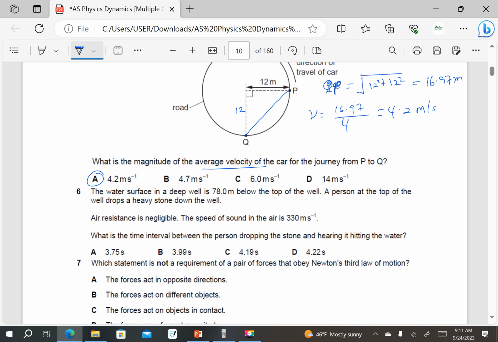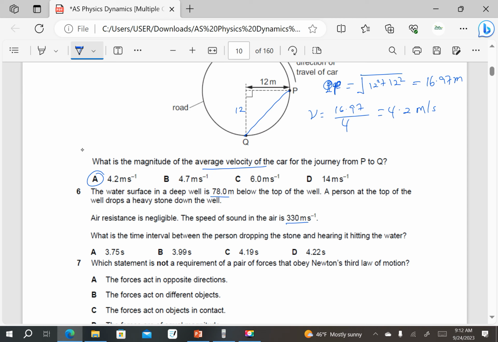The water surface in a deep well is 78.0 meters below the top of the well. A person at the top of the well drops a heavy stone down the well. Air resistance is negligible. The speed of sound in air is 330 meters per second. What is the time interval between the person dropping the stone and hearing it hitting the water?